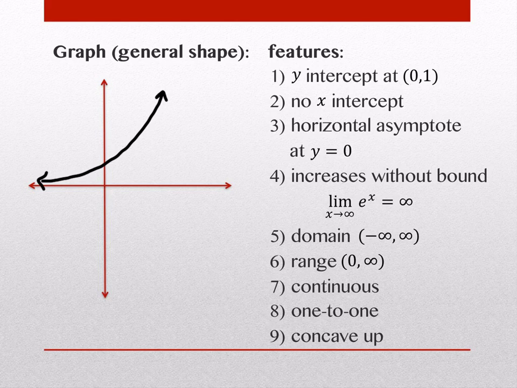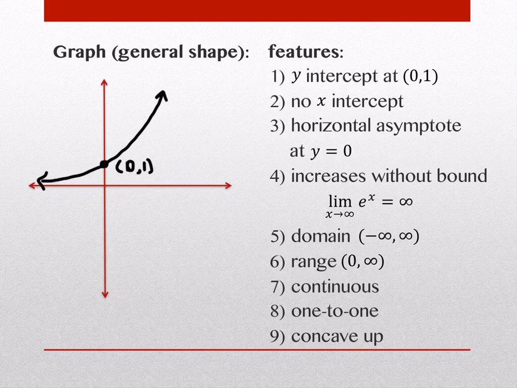So the first thing to recognize is that there is a y-intercept at (0, 1). So this location right over here where it is crossing is at (0, 1). There is no x-intercept, and the reason, of course, there is no x-intercept is because it has a horizontal asymptote at y equals 0.